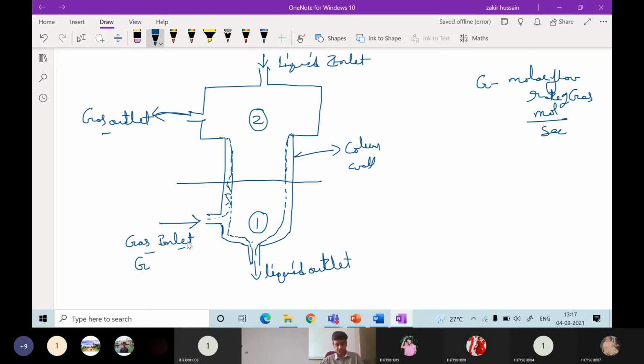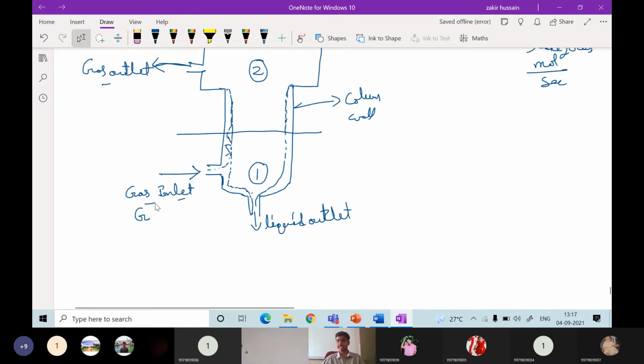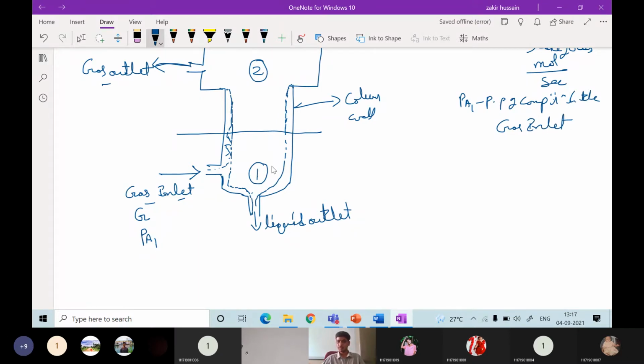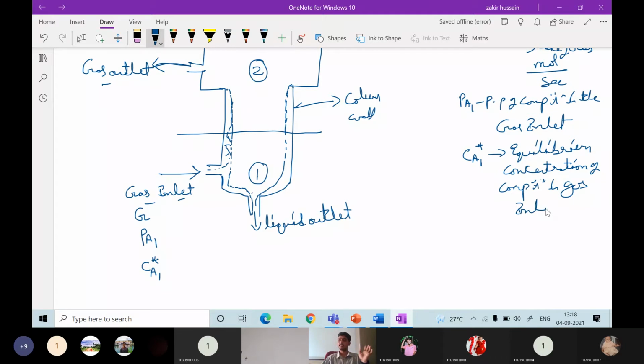So molar flow rate of gas is G, and then partial pressure of component A in the gas inlet is PA1, where PA1 is the partial pressure of component A in the gas inlet. Why are we writing only one here? Because we have to fix all the bottom variables as one, and all the top variables, whether liquid or gas, as two. Then the equilibrium concentration of component A in the liquid phase is CA1 star.